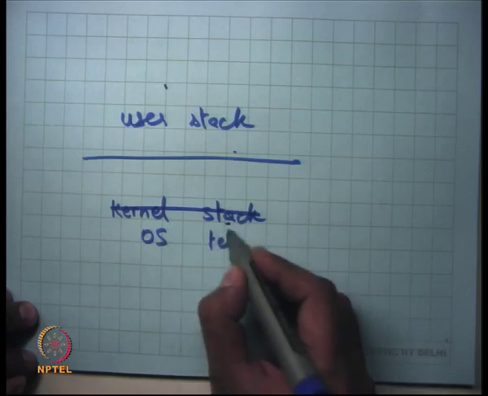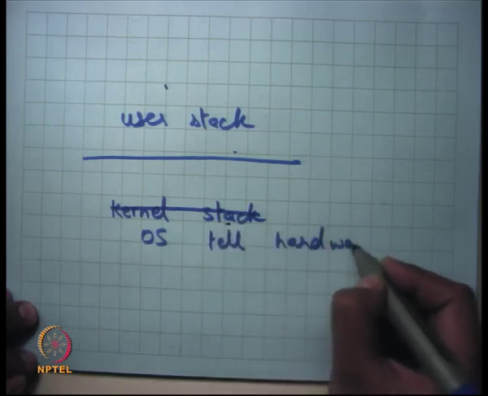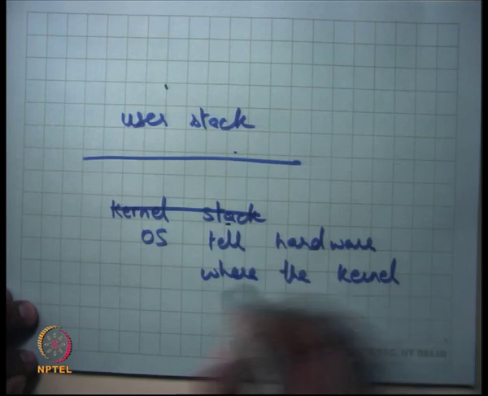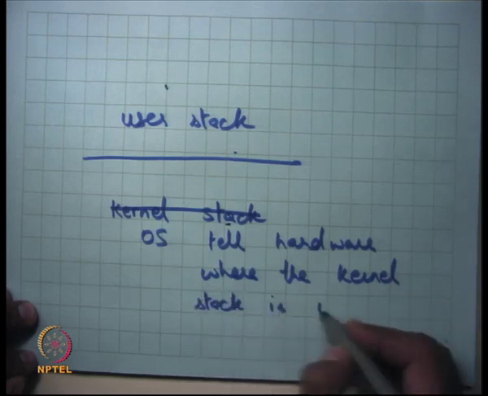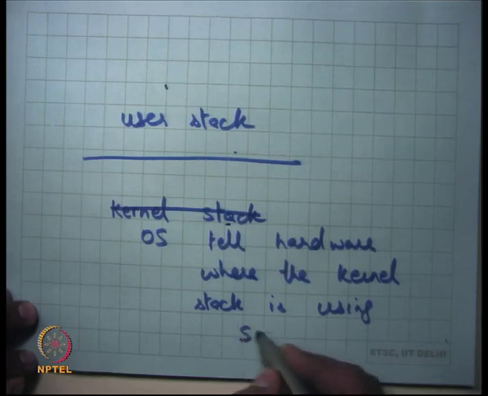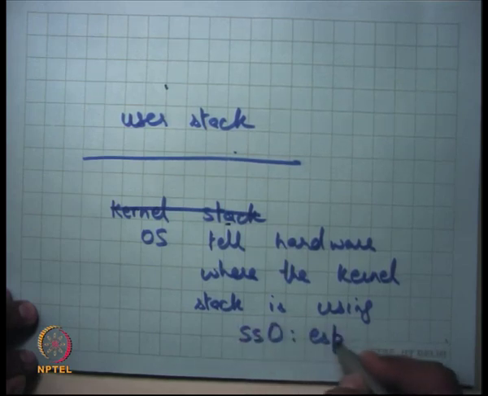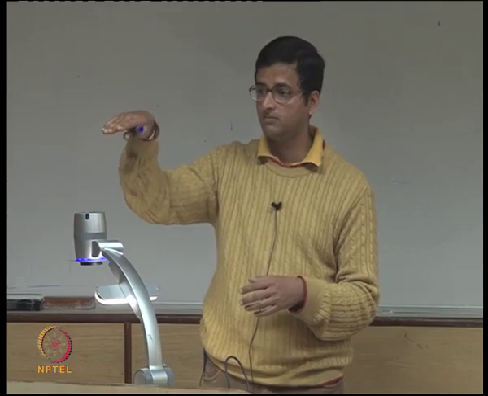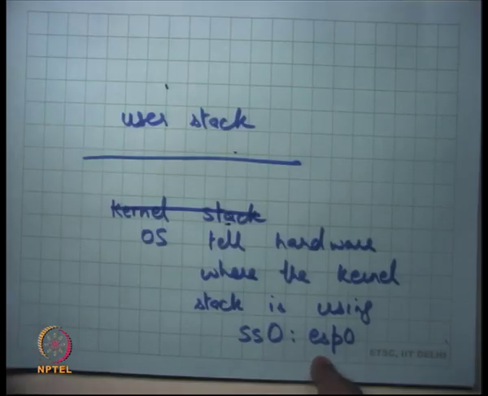So the OS tells the hardware where the kernel stack is using SS0 and ESP0 pointers or values, right? So which segment, what offset? Once again, the value of SS0 should be dereferenceable inside the GDT. Okay. So using this, the kernel tells the hardware that this is my kernel stack.